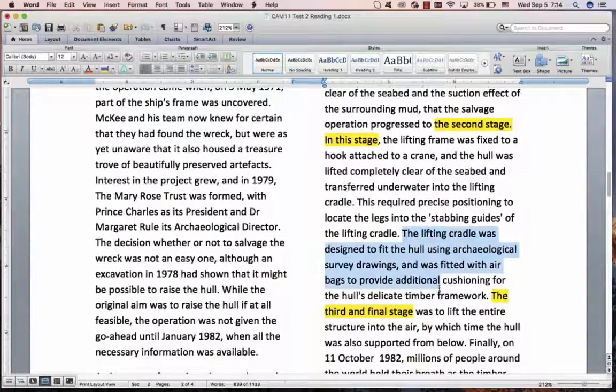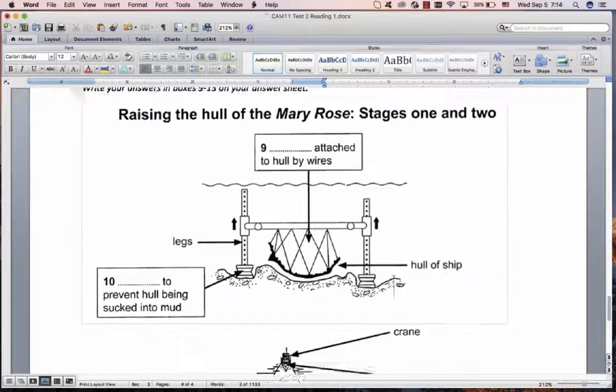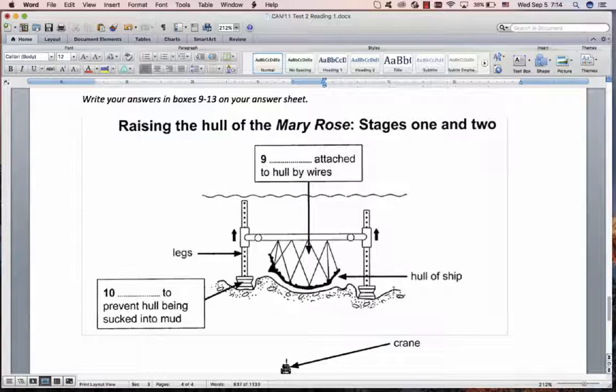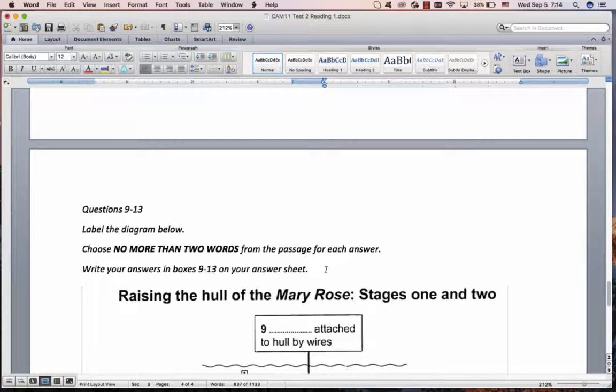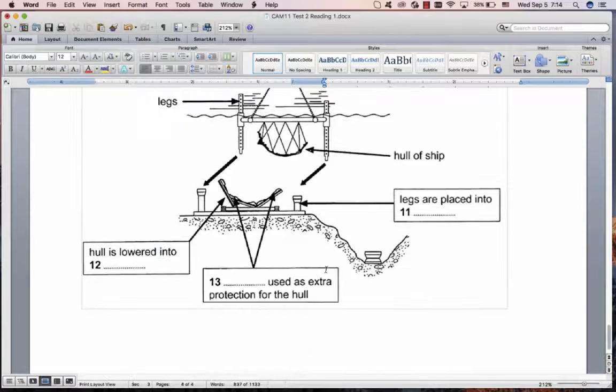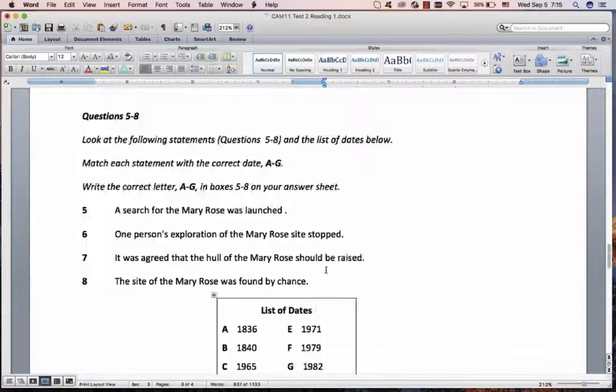We want extra protection. Can you see extra protection for the hull? Extra, additional, cushioning. A cushion is like a pillow for the hull. There's our phrase. What gave the extra cushioning? The airbags. Great. So, a very nice start. The key was to do that quite quickly by finding the paragraph really quickly, dividing the paragraph into 3 stages, and then you could find those 5 answers quite quickly, no problem.